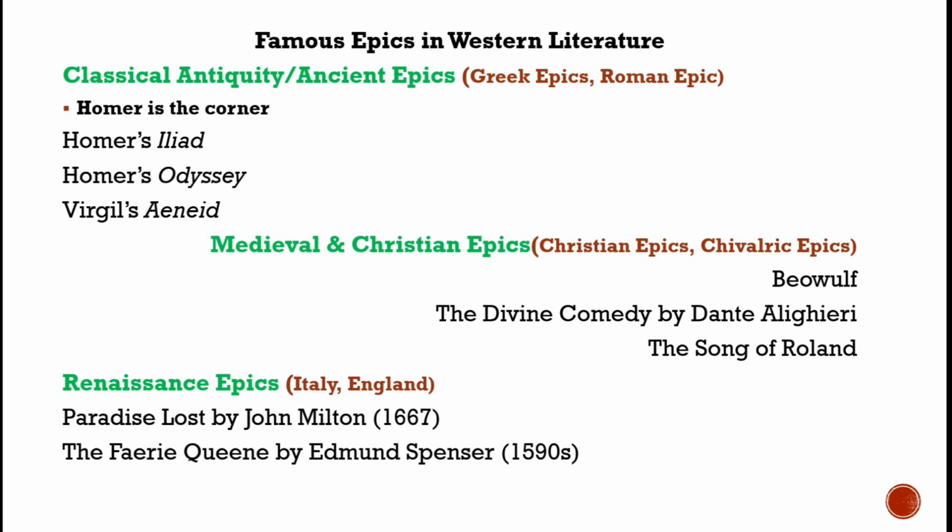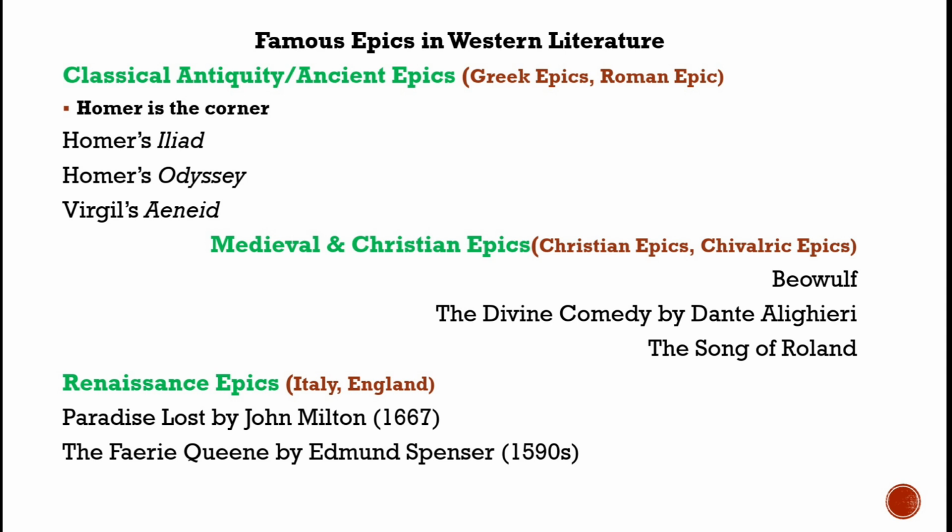Here we have famous epics in Western literature. To begin with, we have the classical or ancient epic, that's the Greek epic and the Roman epic. In the Greek epic, Homer is the cornerstone of Western epic literature. The Iliad tells of Achilles' wrath during the Trojan War, and second, the Odyssey follows Odysseus' long journey home from Troy. Next, we have the Roman epic, where Virgil built on Homer with a Roman twist. The Aeneid chronicles Aeneas' journey from Troy to Italy, blending Homeric style with Roman ideas.